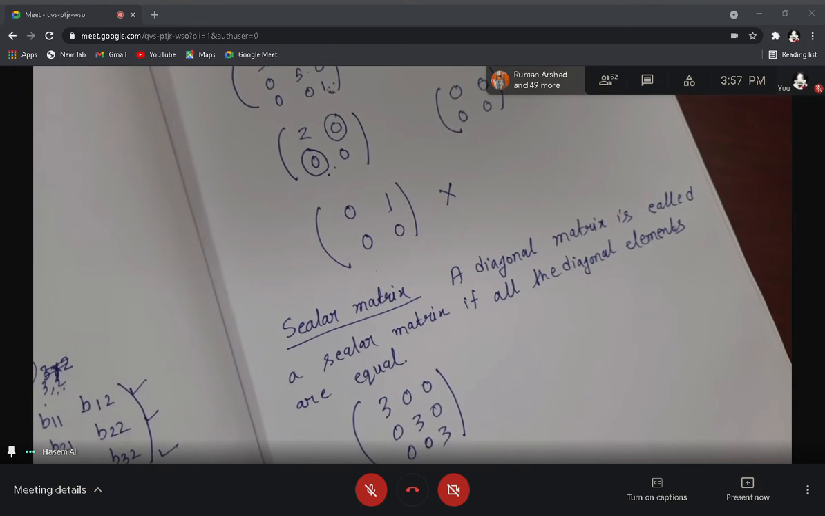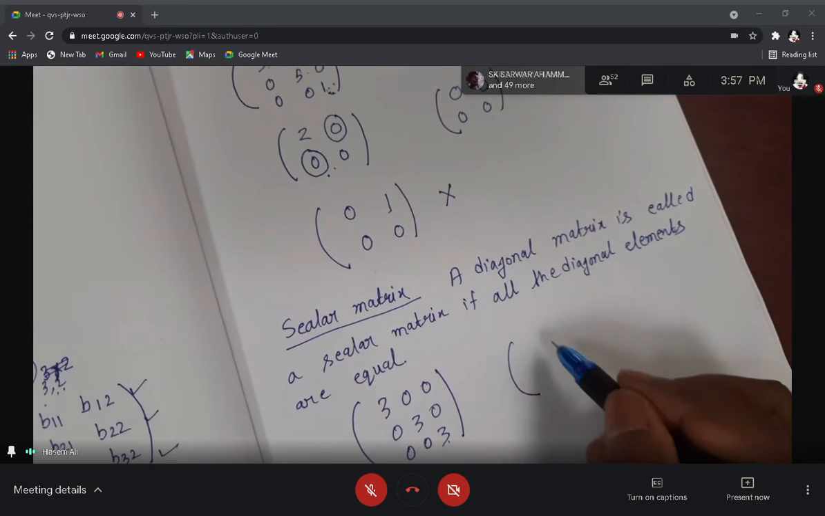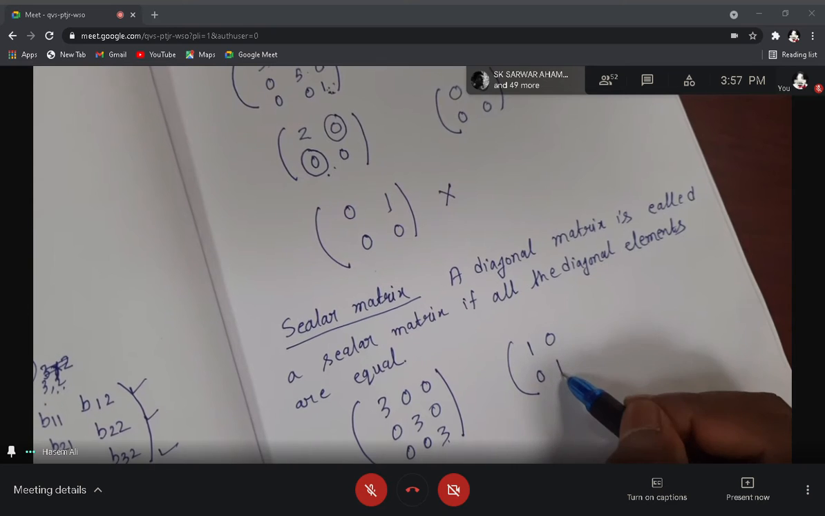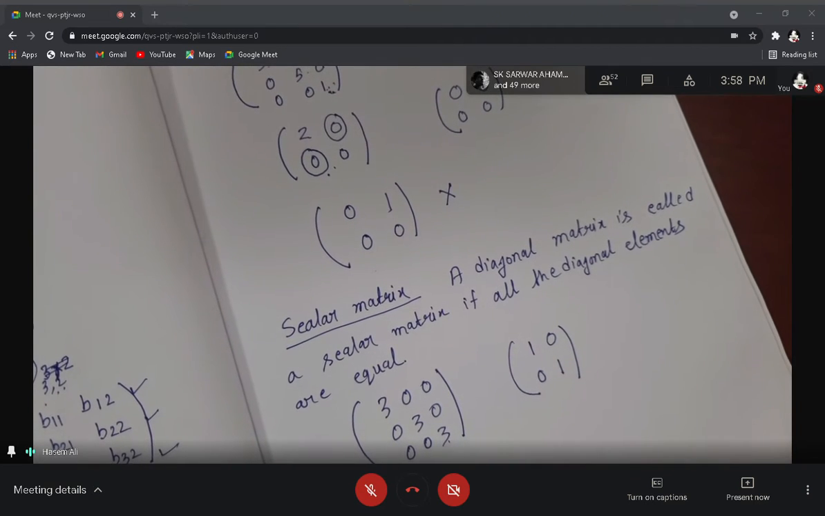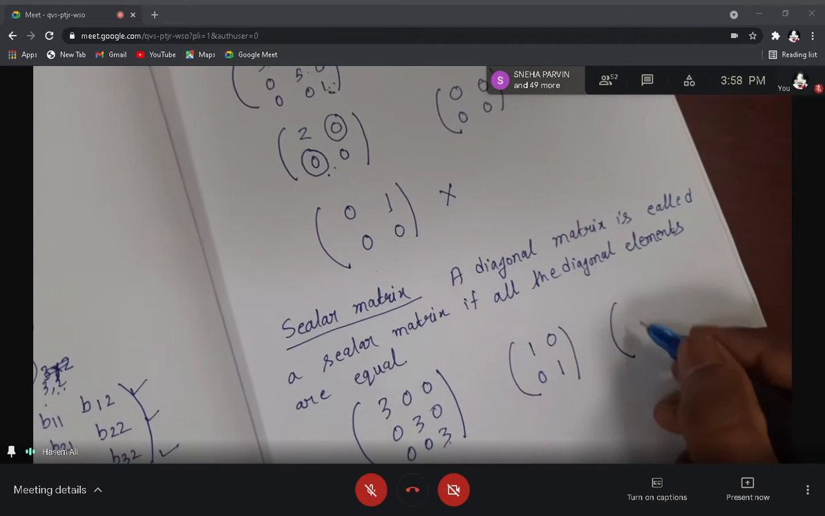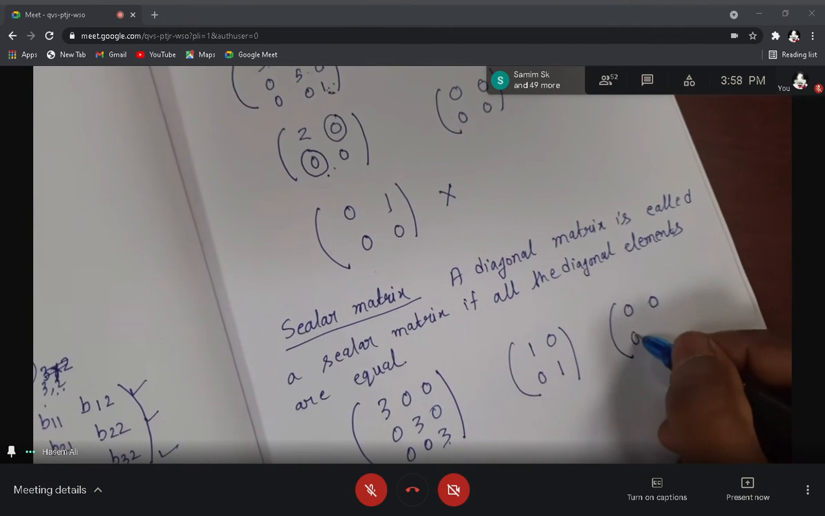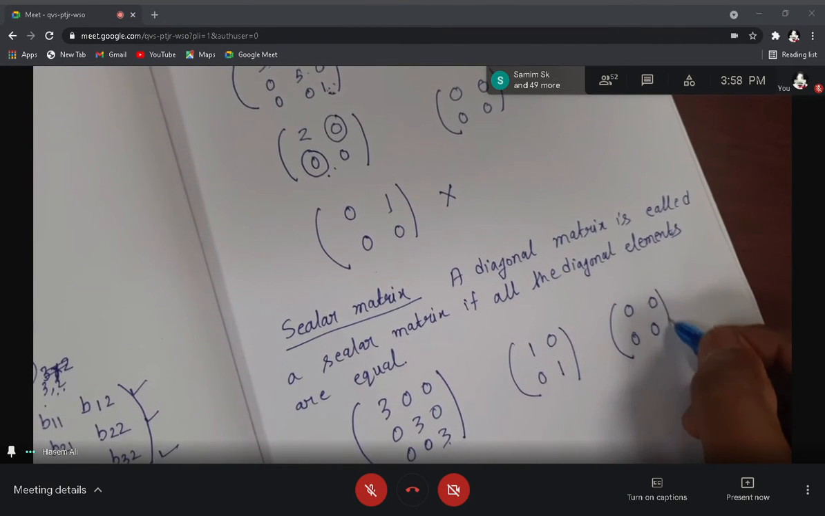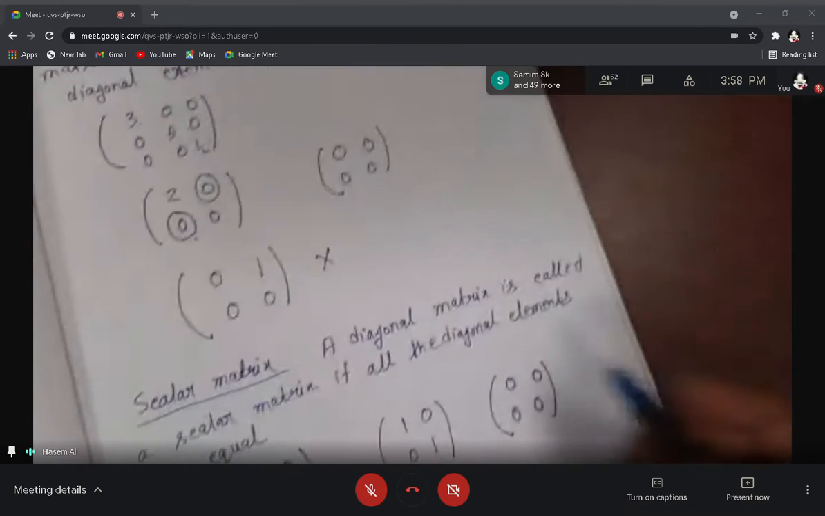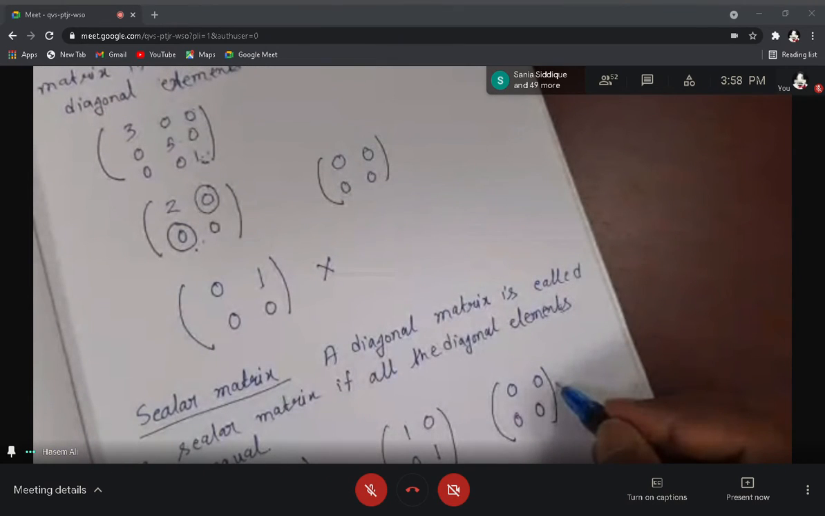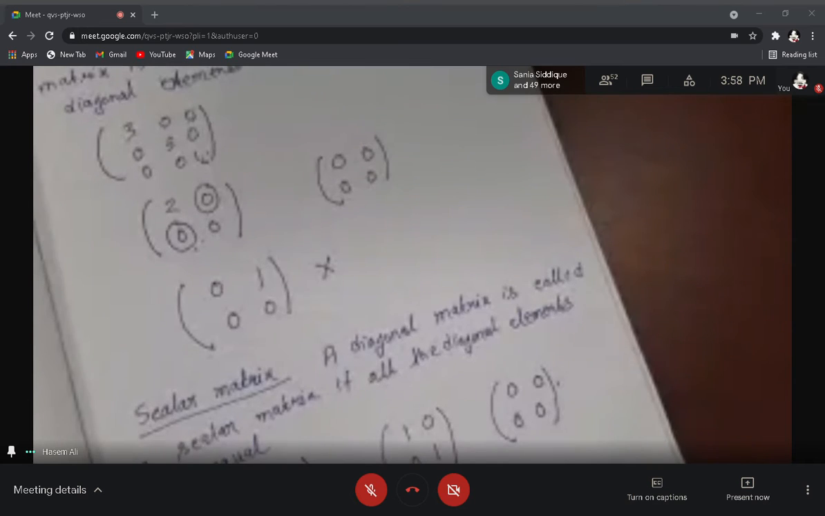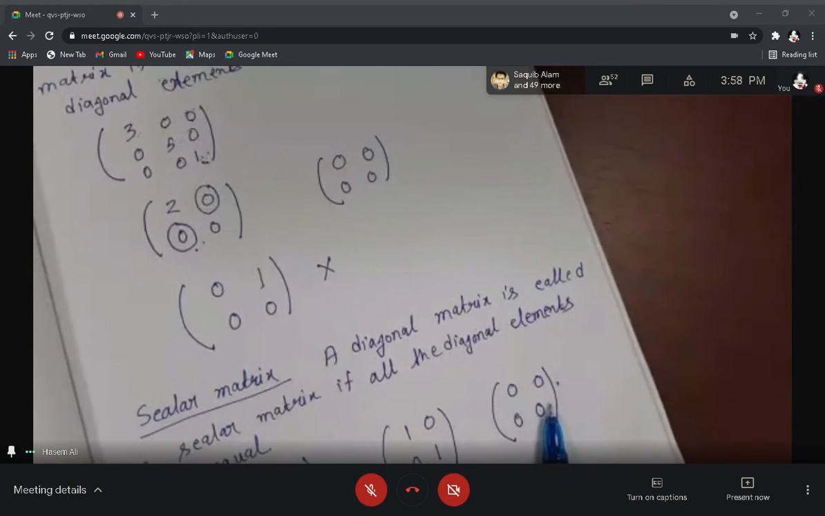Here all the diagonal elements are equal. This is 3. Let 1 0 0 1. This is also a scalar matrix. And is the matrix 0 0 0 0 a scalar matrix? Yes, this is also a scalar matrix.